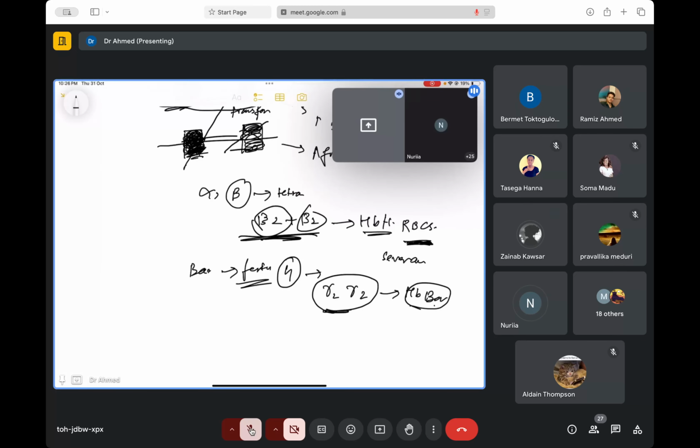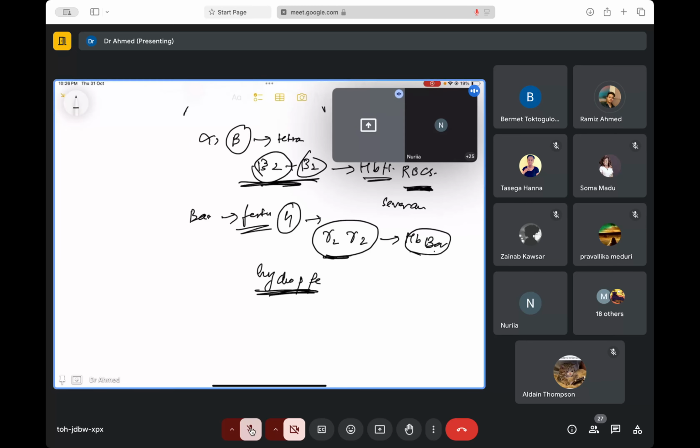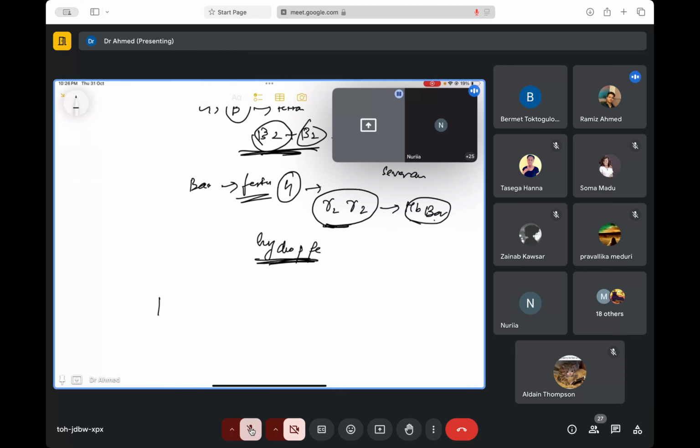Okay, so you are going to see a condition that is known as hydrops fetalis. He would die. You are going to see severe edema everywhere in this baby, and he would die simply. So hydrops fetalis, gamma chains. Now let's discuss beta thalassemia.